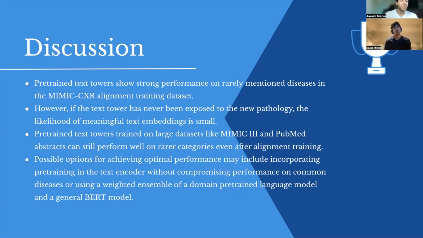And zero-shot classifiers for classifying a wide range of chest X-ray pathologies may require a domain pre-trained text tower in the future. Some possible options for achieving this include incorporating pre-training in the text encoder without compromising performance on common diseases and using a weighted ensemble of a domain pre-trained language model and a general BERT model. And those combinations may help achieve better model performances on low prevalence diseases.